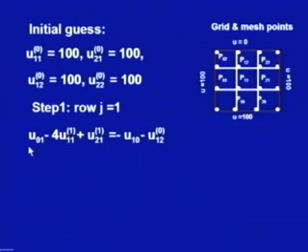So, u 0 1, do remember that is u i minus 1 j minus 4 u i j plus u i plus 1 j. My j is fixed as 1 and i is varying from 1, so i is also 1. So, I would get u 0 1 minus 4 u 1 1 at 1 plus u 2 1 at 1 is equal to minus u 1 0 minus u 1 2 0.